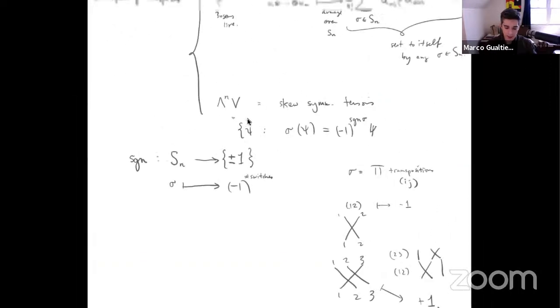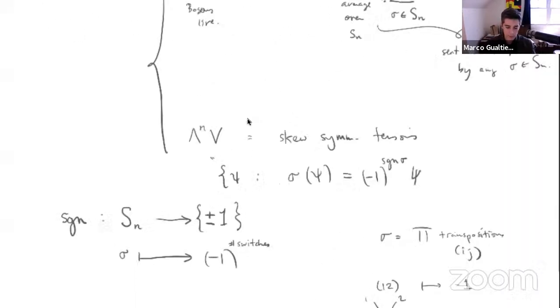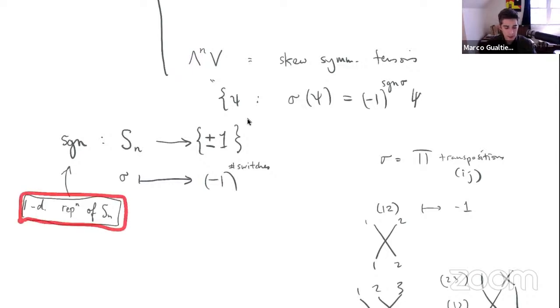Okay, and so, just because we've been studying this for such a long time, you could actually think of this as a representation of Sn, a one-dimensional representation, right? Because every group element is being taken to a 1-by-1 matrix, which just happens to be plus or minus 1. So the symmetric group has a non-trivial one-dimensional representation, which is called the sign representation.